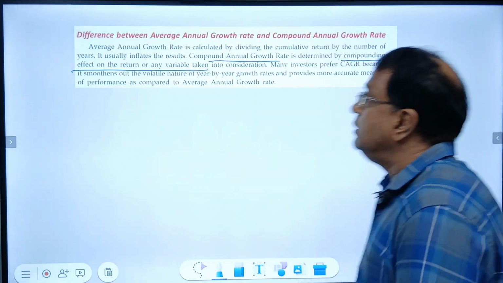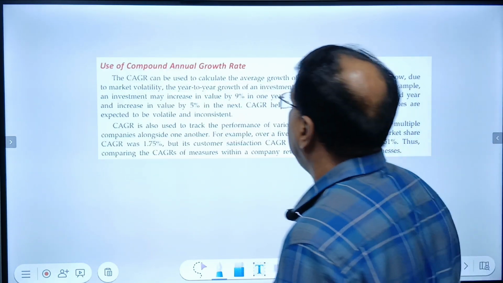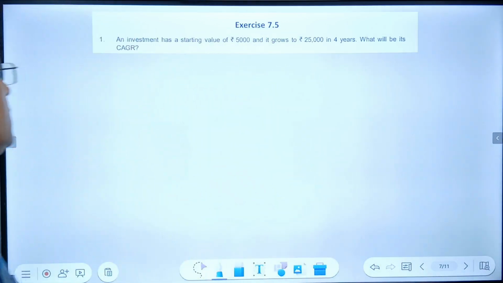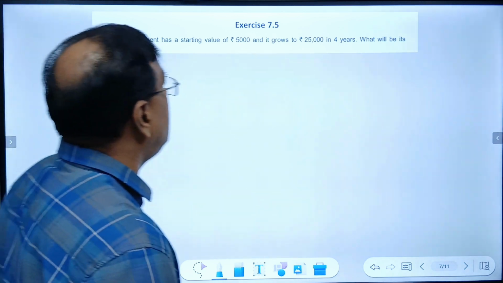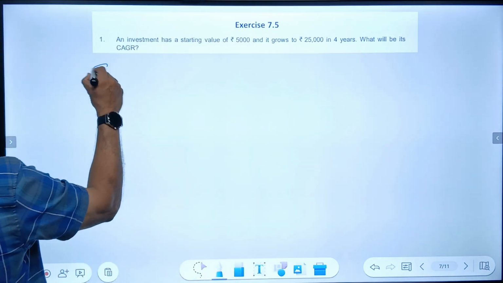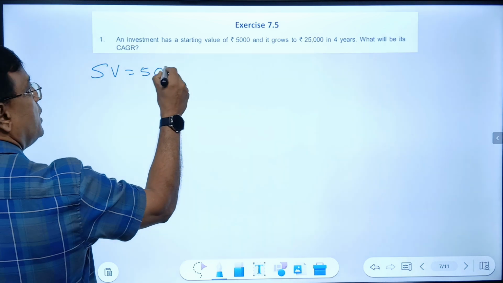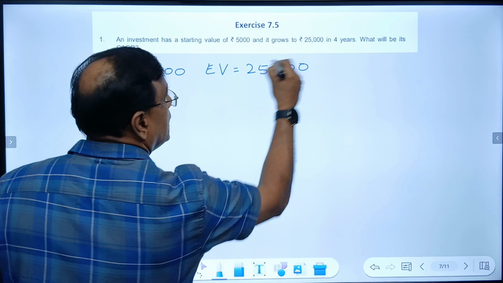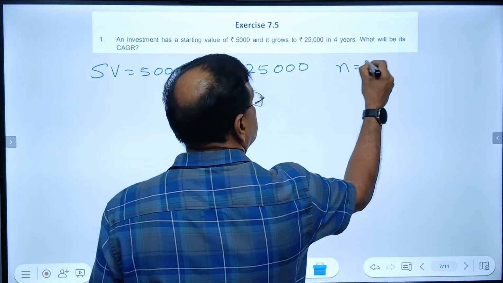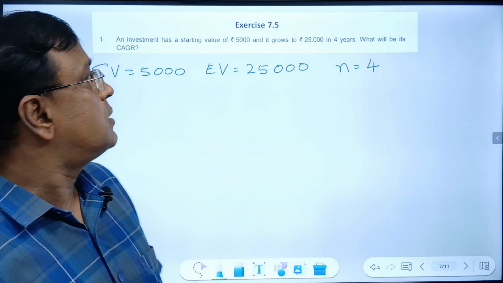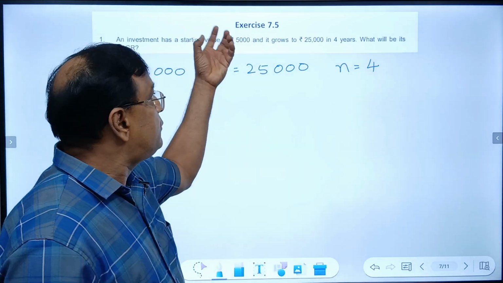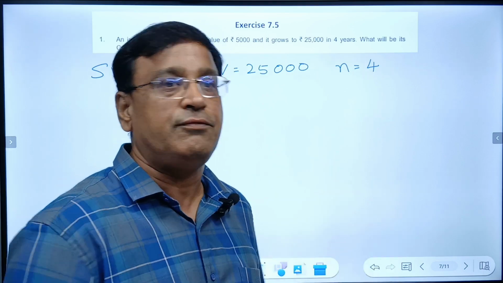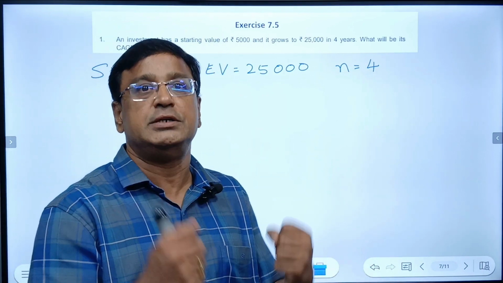Okay. Now let us go to the next problem. We'll start with Exercise 7.5, and the question is: an investment has a starting value of 5,000 and an ending value of 25,000, and the money is there for 4 years. So what will be its compounded growth rate? 5,000 has grown to 25,000 in 4 years. It's a very big growth, so definitely your CAGR must be a big percentage. Let's see how much it is.